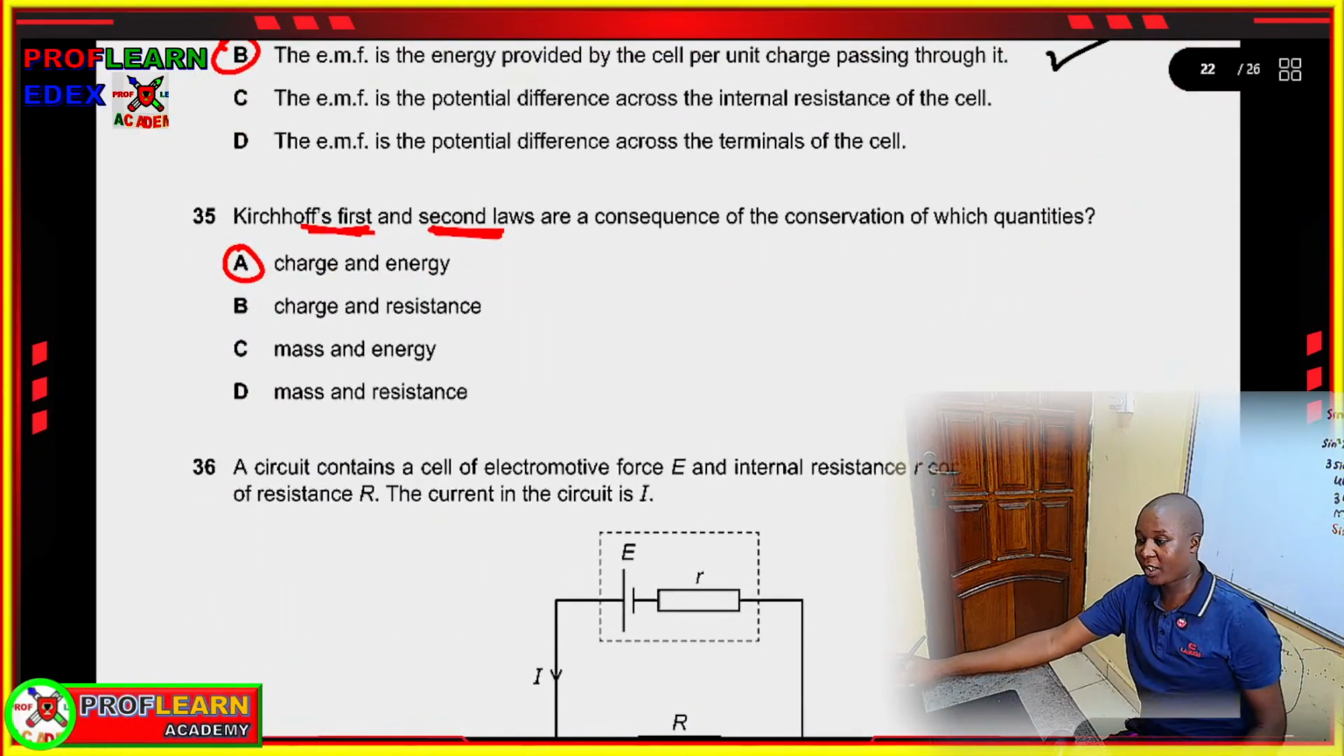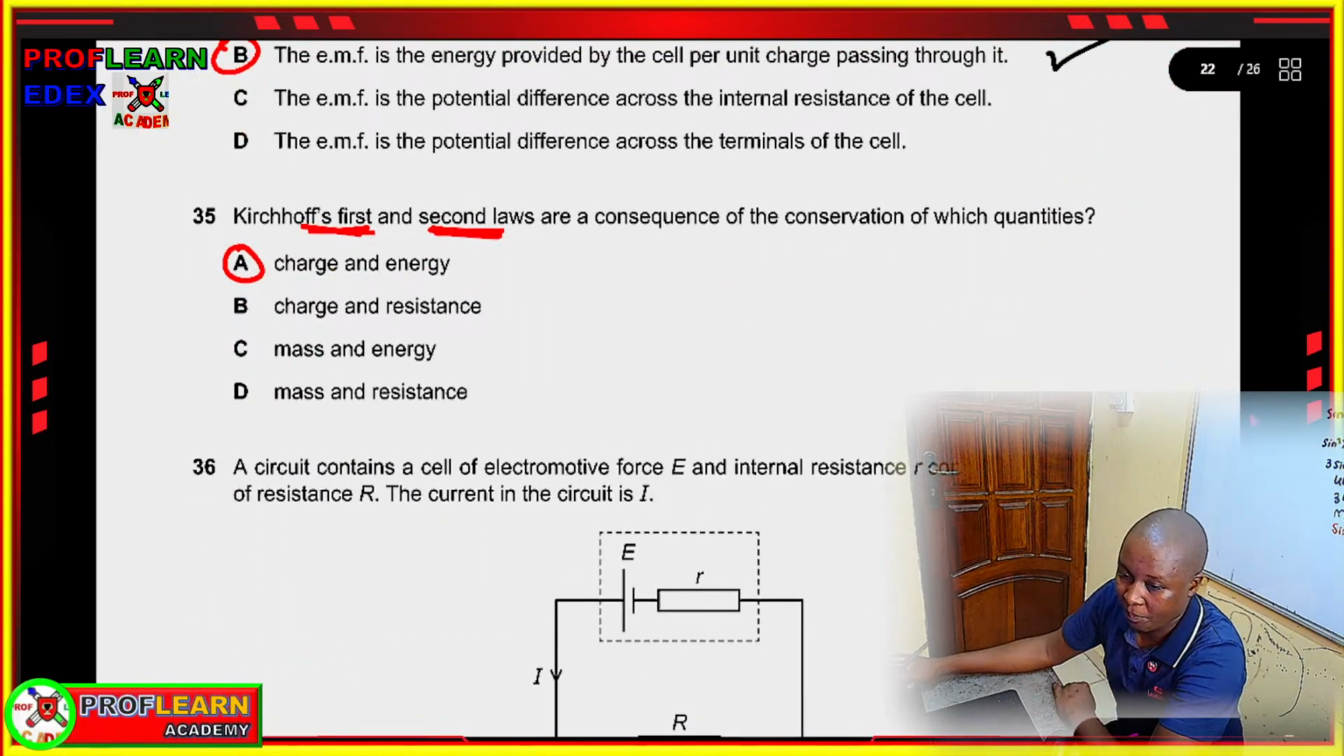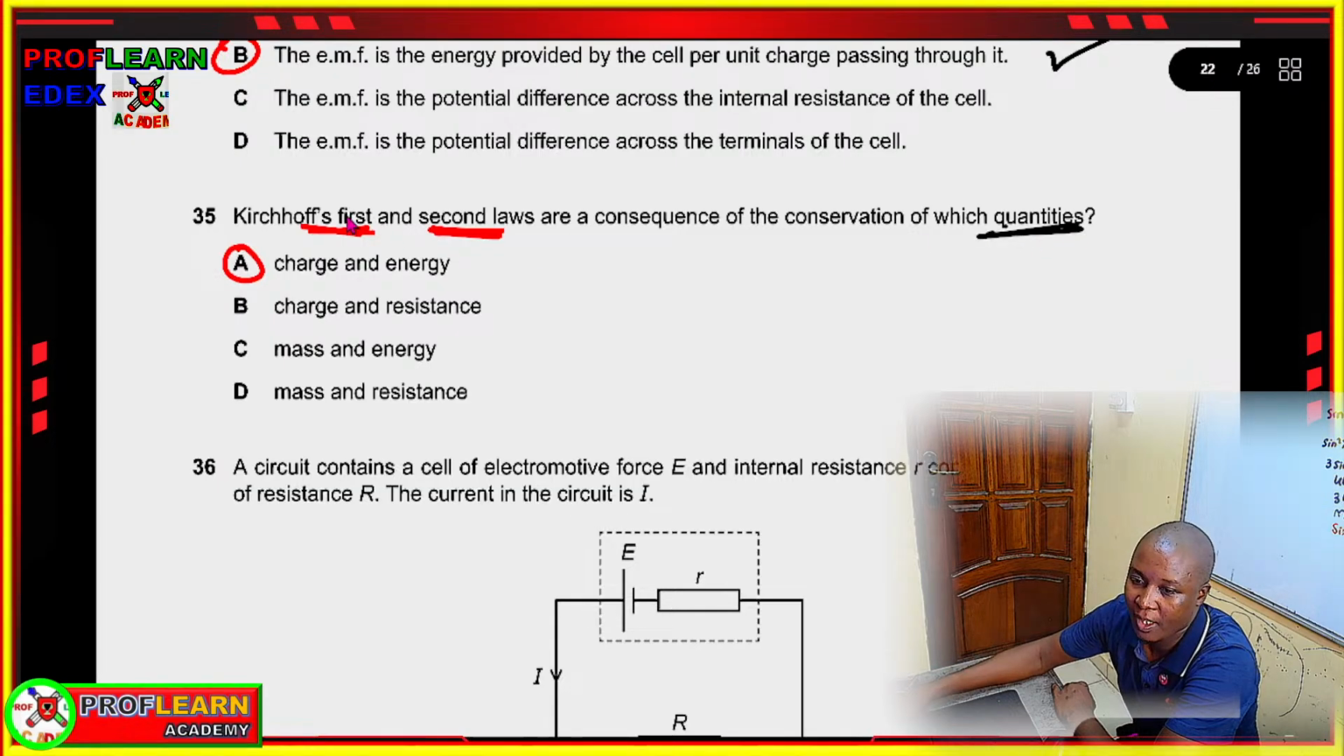Just basically the definition of EMF. Kirchhoff's first law and second law are consequences of conservation of two quantities. Kirchhoff's first law is conservation of charge, and Kirchhoff's second law is conservation of energy. So the correct answer is A in that case.